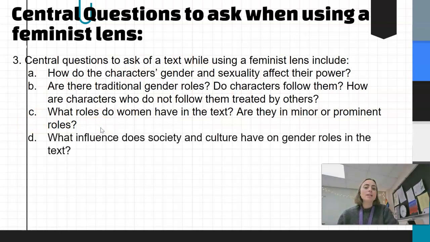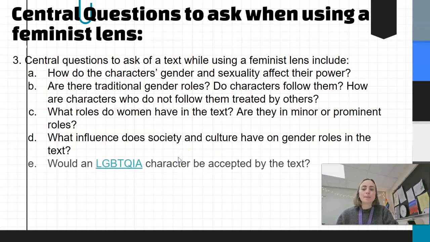What influence does society and culture have on gender roles in the text? So, society and culture. Remember, we're in the 1930s, on a ranch full of migrant workers who are all men. What are their society and cultural views on women, or on gender in general?